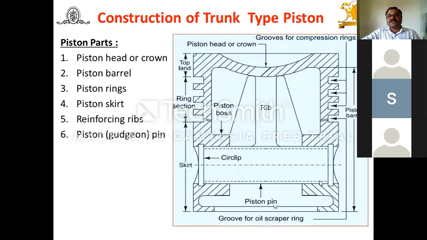Again, this is the hollow portion shown here by the hidden lines. This is for the piston pin, and here the small end of the connecting rod is fitted to the piston, because of which the piston's motion is transferred to the crank. Here, these are the piston rings. One ring, the oil scraper ring, is fitted at the bottom side. Let us see how to design and find the dimensions of these different parts. Now let us see them one by one.